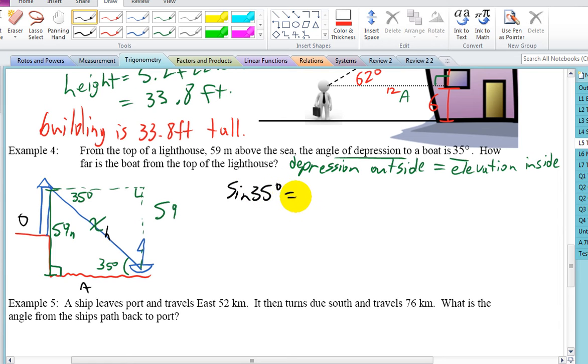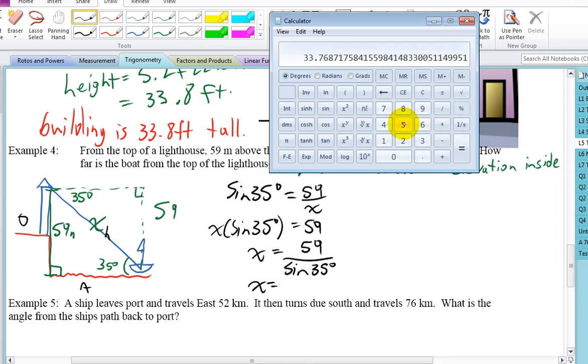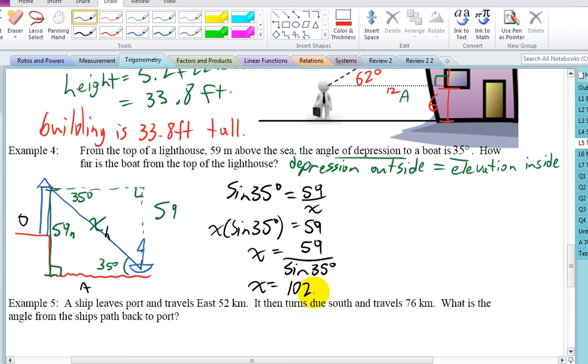So it would be a sine. Round to the nearest tenth, please.